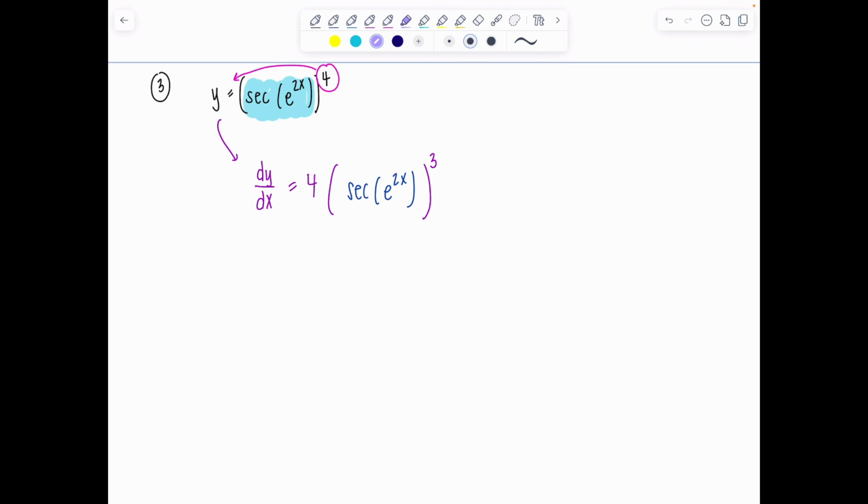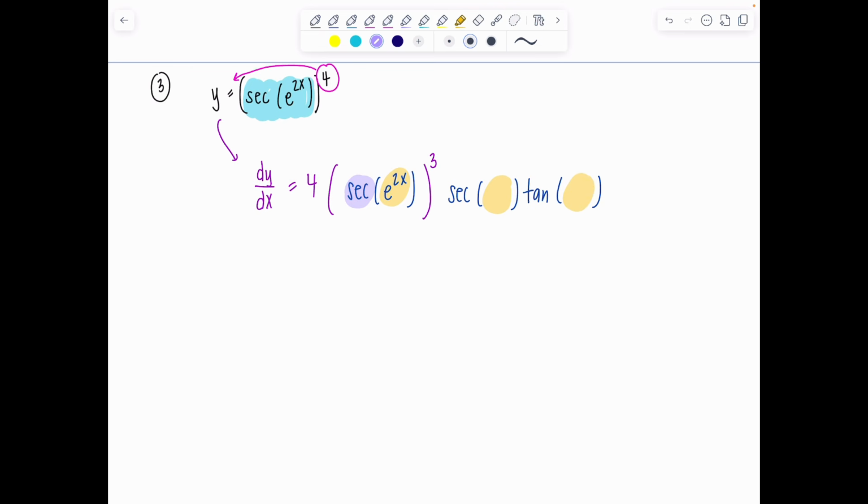What's the derivative of secant something? This is the dangerous moment for a lot of students. Derivative of secant something is secant something tangent something. And then yes, you have to keep exactly the same argument inside the parentheses.